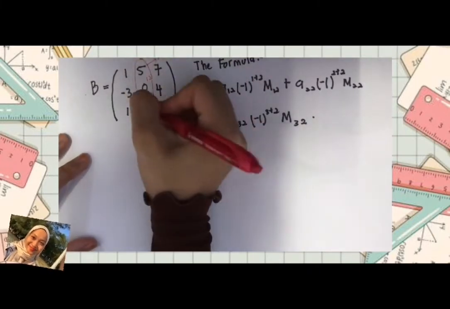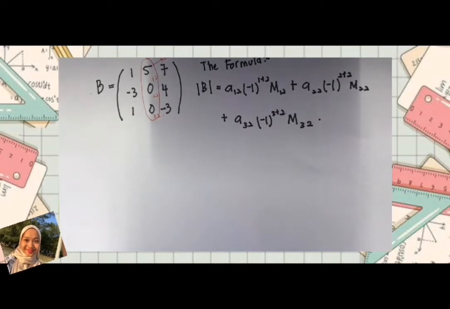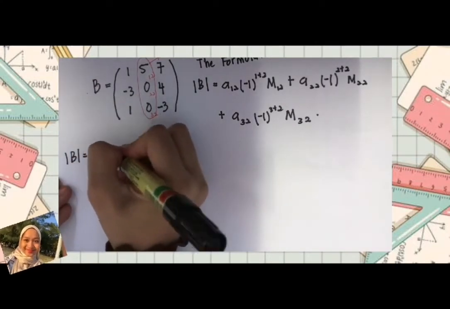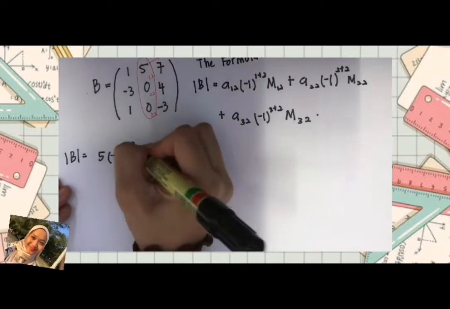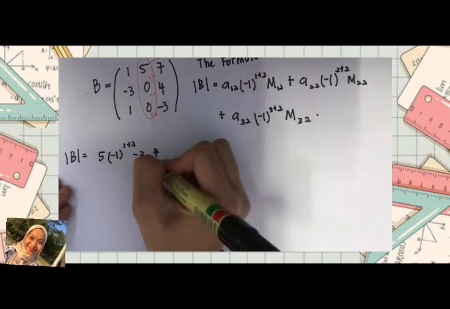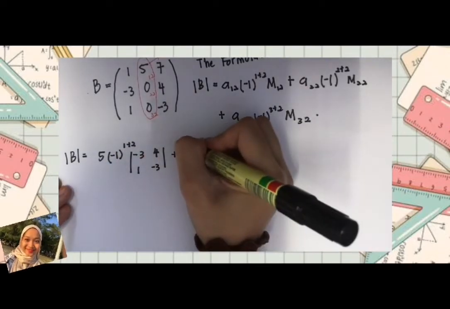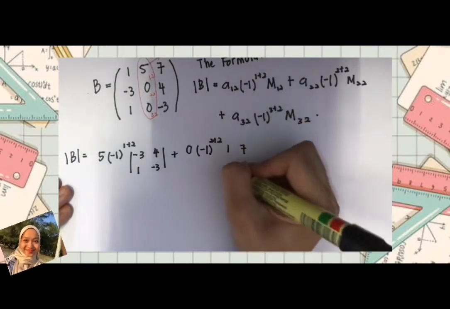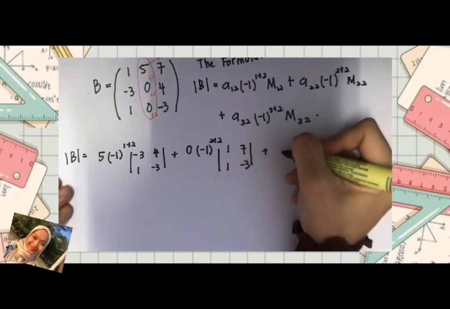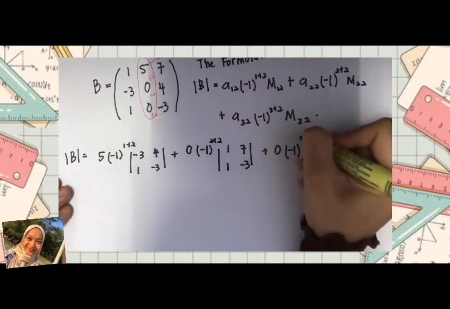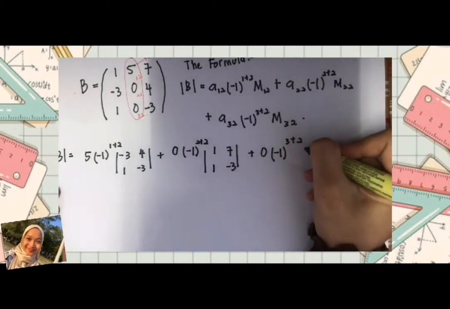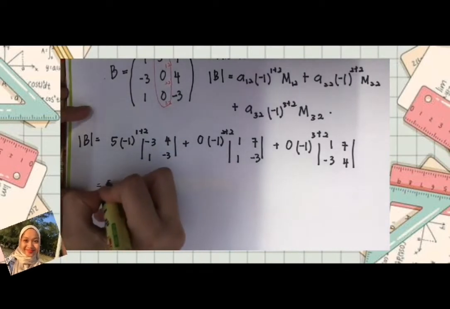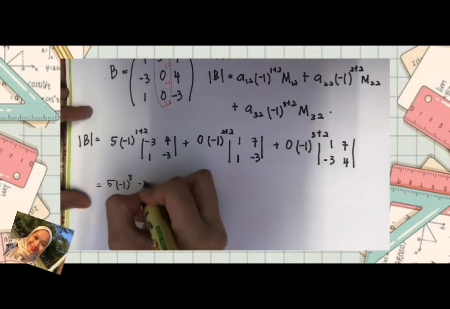This is how to implement the formula above in order to calculate the determinant of B. Now, this is how to solve the number in the modulus sign.